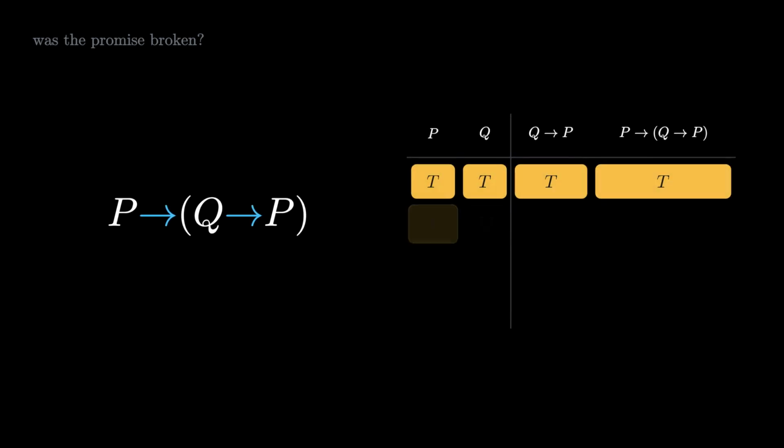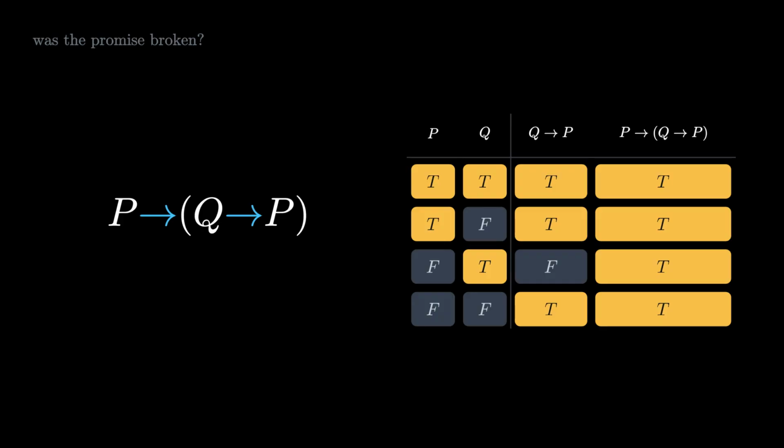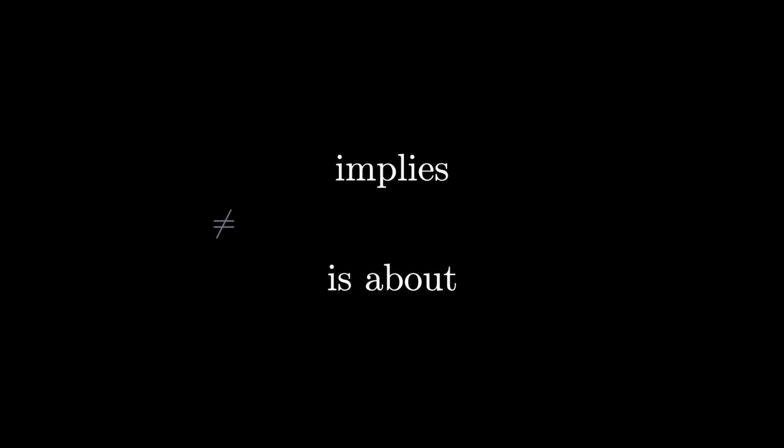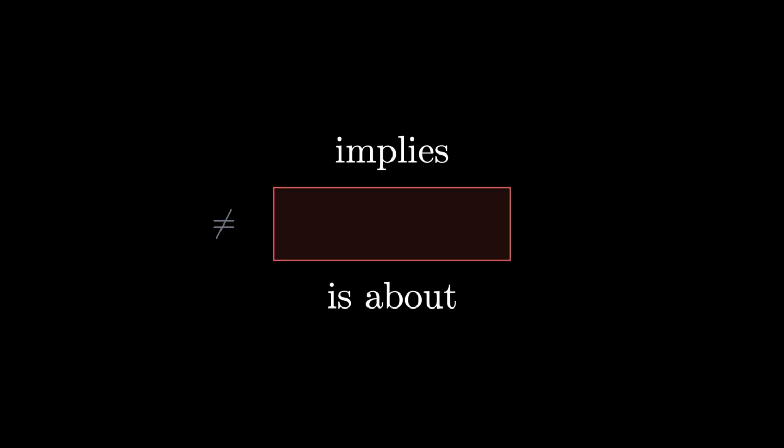Let us push it. Take P and build. If P, then Q implies P. 4 rows. Every single one lights up. It is a tautology. Same status as it is raining or it is not. True, no matter what the world does? Read it out loud. If my keys are in the freezer, then water being wet implies my keys are in the freezer. Implies does not mean has anything to do with. And that gap between what the arrow checks and what it sounds like it checks is exactly where paradoxes hide.